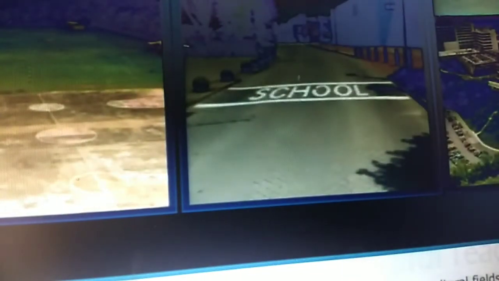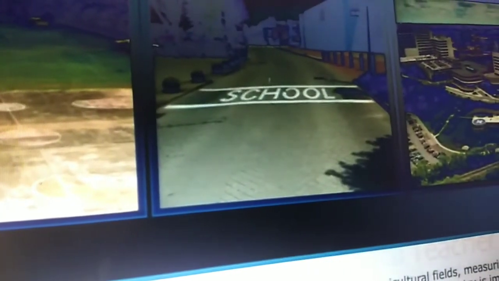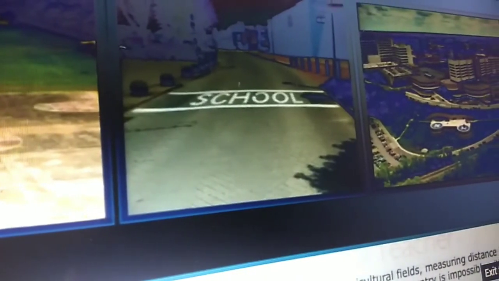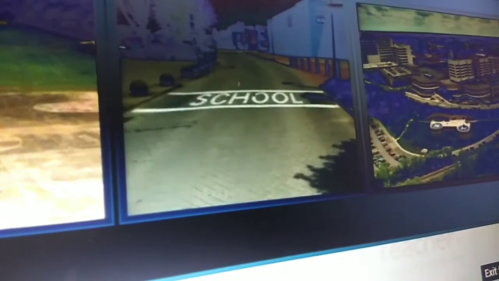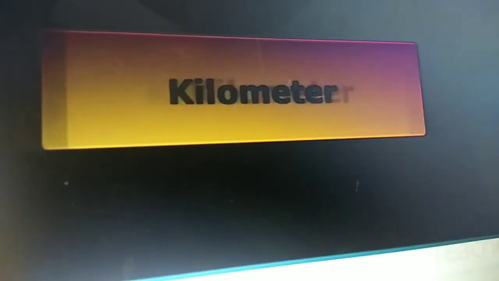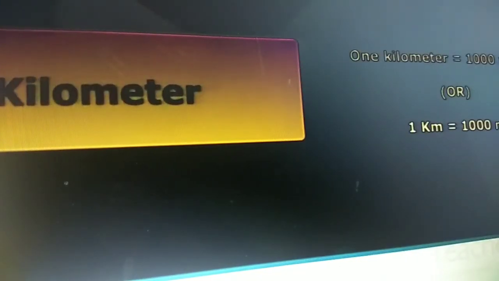Measuring long distances like length and breadth of a playground or agricultural fields, measuring distance between the school and our house, town to town, and even longer distances like country to country is impossible with meter as measurement. Hence, a larger unit is required to measure large distances. The larger unit is defined as kilometer, that measures larger distances.